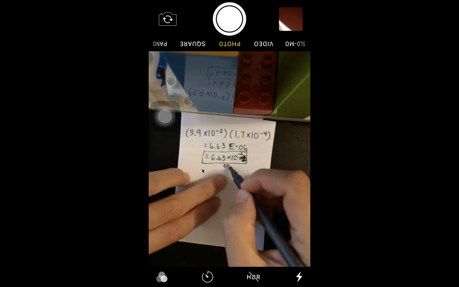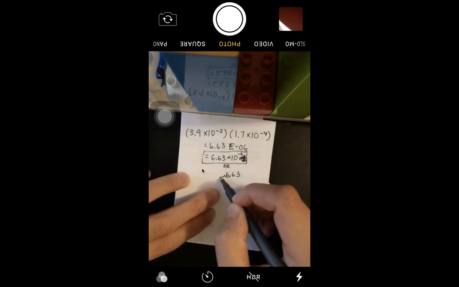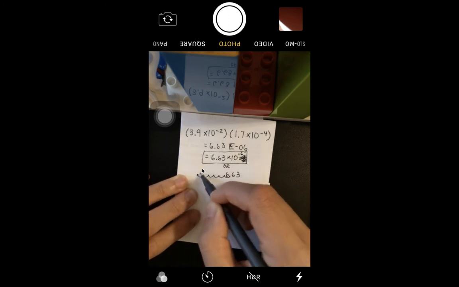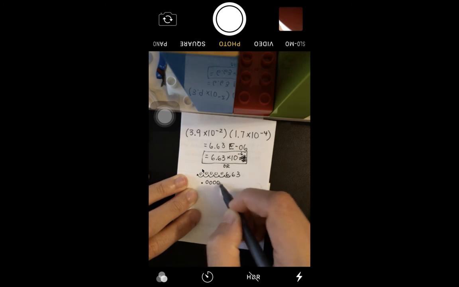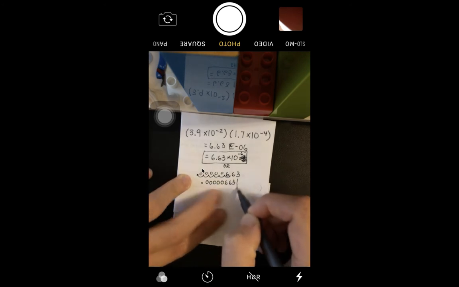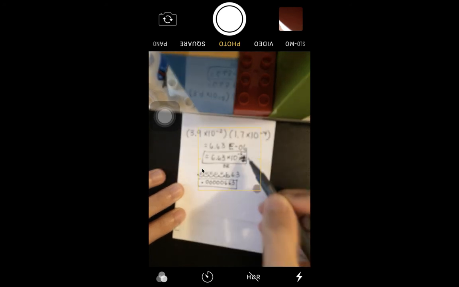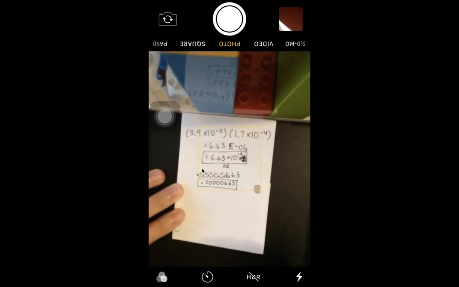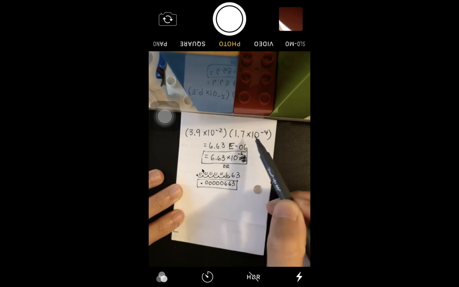Or if you really wanted to work it out, you have 6.63, move it backward 6 times. 1, 2, 3, 4, 5, 6. Add zeros in between. So it's 0.0000663. And that's it. Either answer will take. Okay? So that's how you do this problem. Just type it in your calculator exactly as you see it.